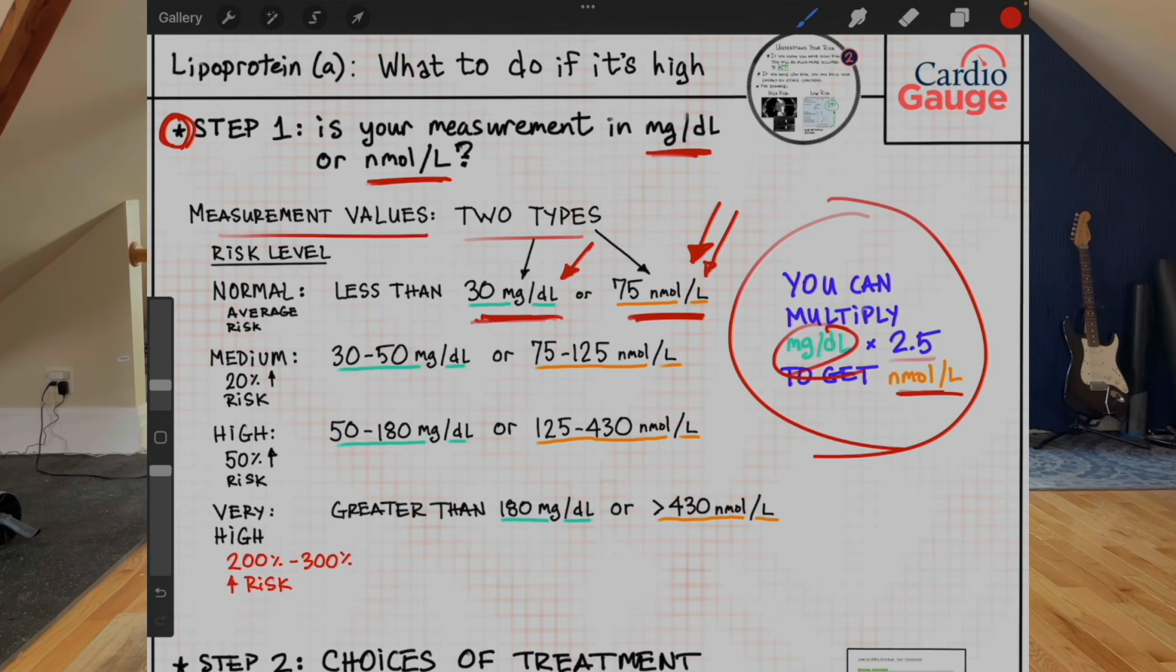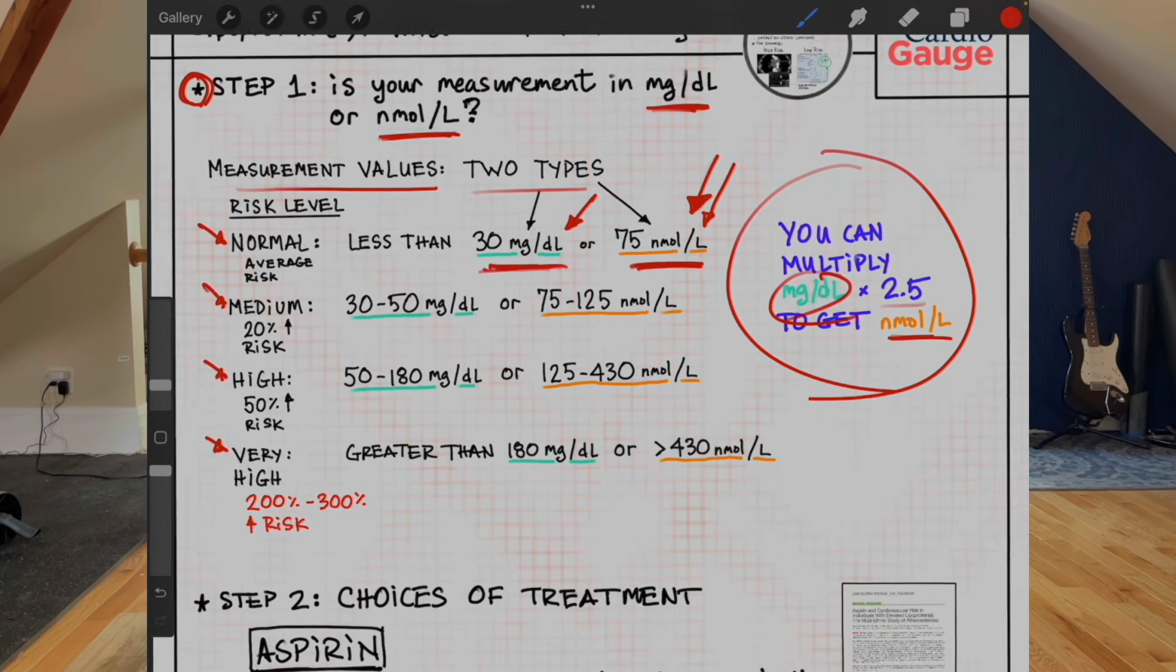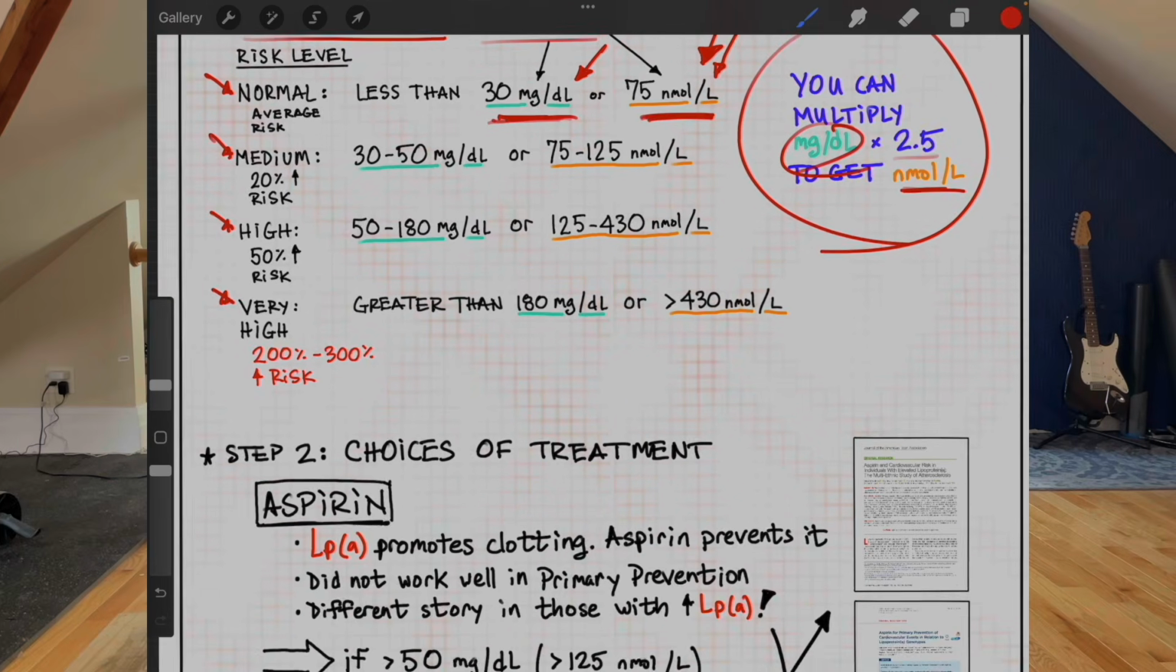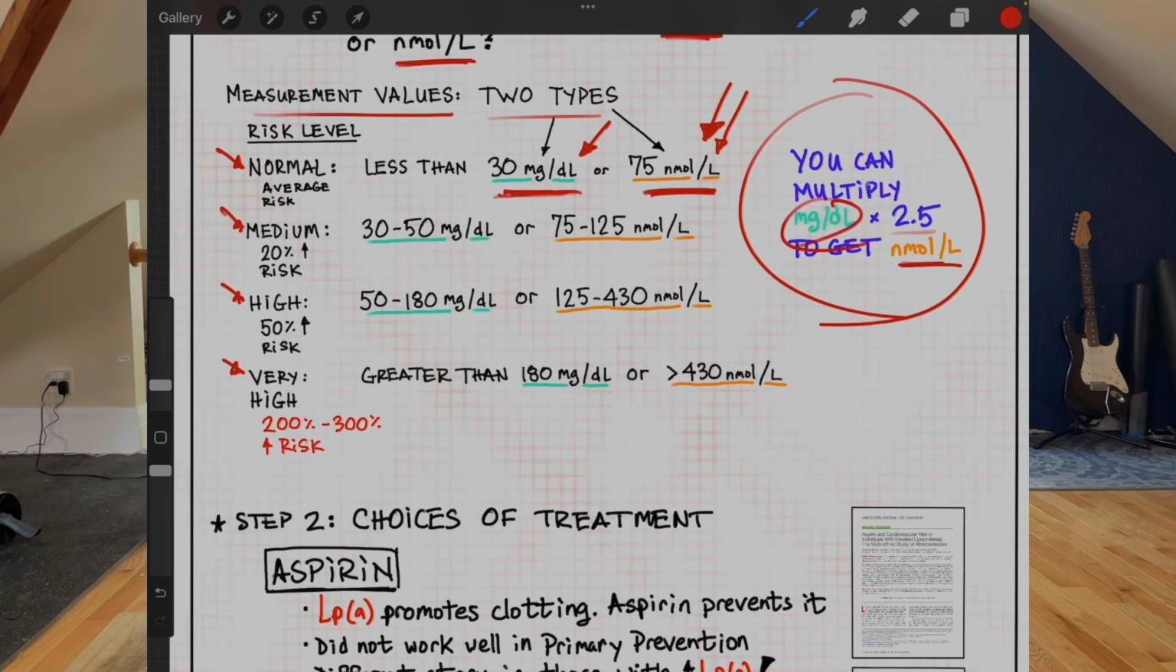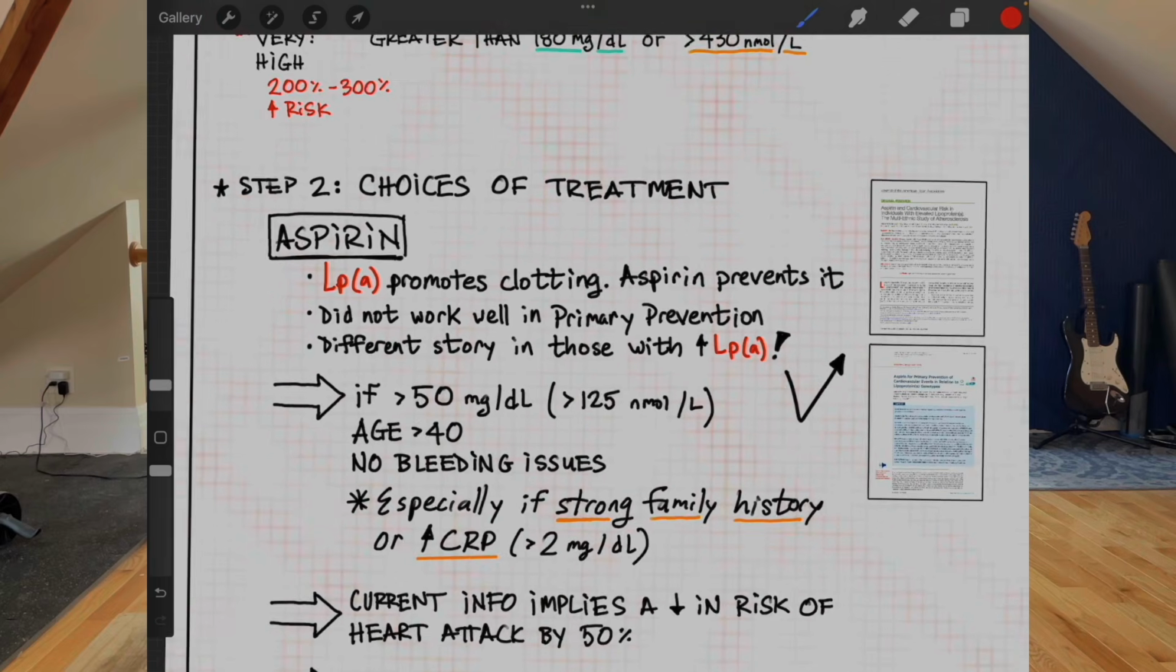And as I mentioned in my video about the lipoprotein(a) basics, if you haven't seen it, you should watch that first. There are 4 categories: normal, medium, high, and very high risk. But first you want to know what your units are. Then you want to categorize yourself, which of these 4 categories are you in.